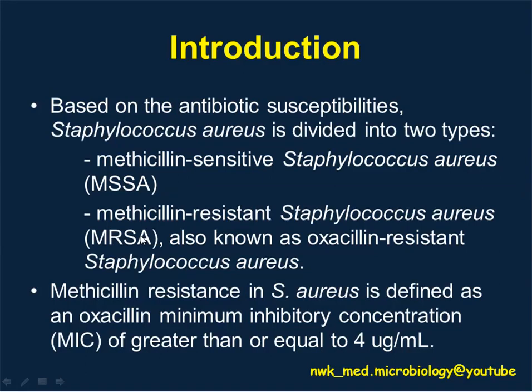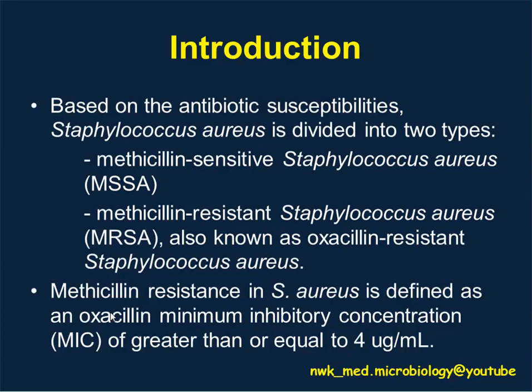also known as MRSA. So what is the definition? MRSA, or methicillin-resistant Staphylococcus aureus, is defined as an oxacillin minimum inhibitory concentration of greater than or equal to 4 microgram per ml. This means if the Staphylococcus aureus requires a minimum of 4 microgram per ml or greater of oxacillin to kill it, then this Staphylococcus aureus is resistant. If you require below 4 microgram per ml, they are sensitive to this antibiotic.